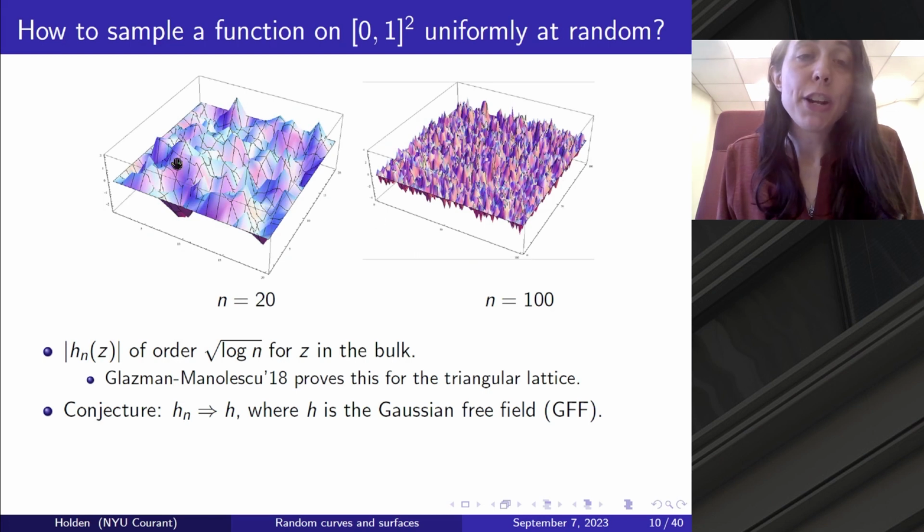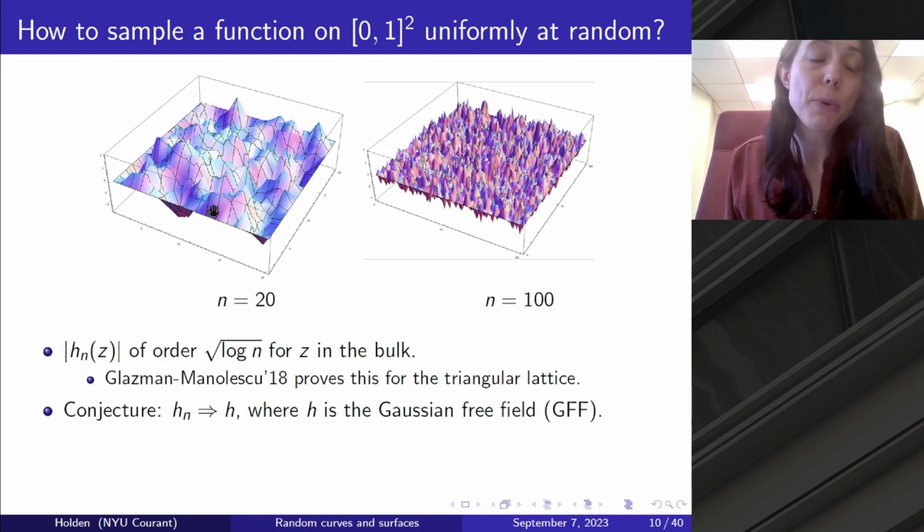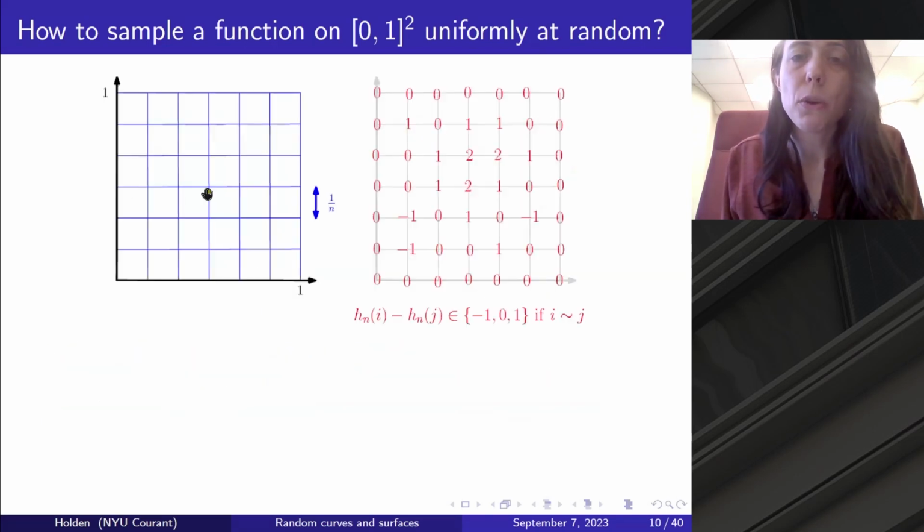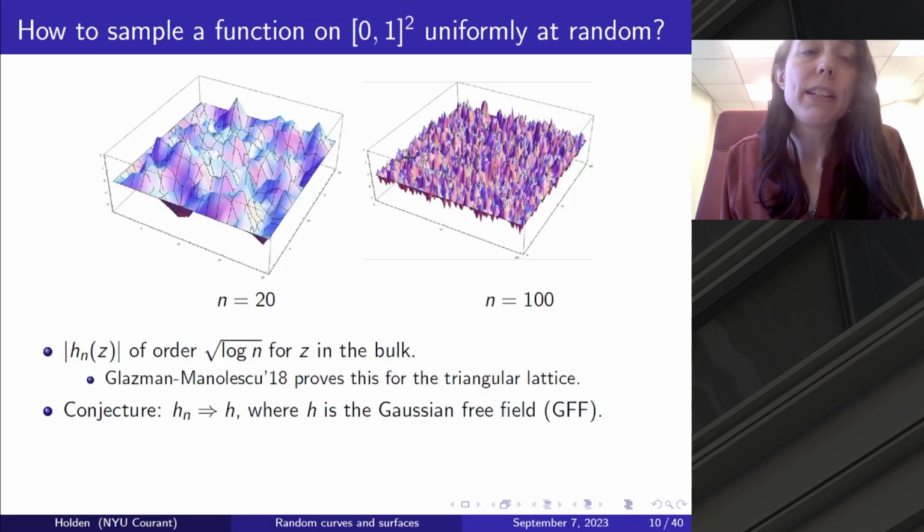So first, in the figure, you can see simulations for two different values of n. At least these figures are showing roughly what one sees for two different large values of n. So the function is only defined on these vertices of the graph, but one can extend it via some continuous interpolation to the full square.